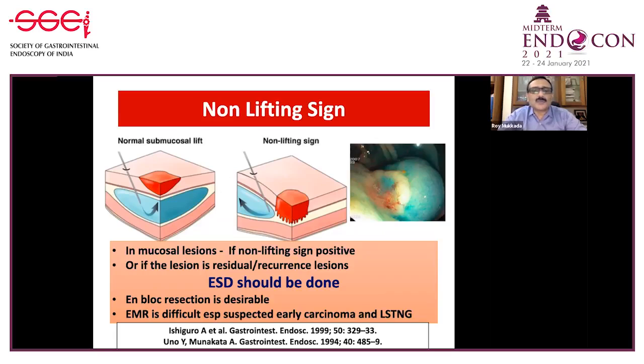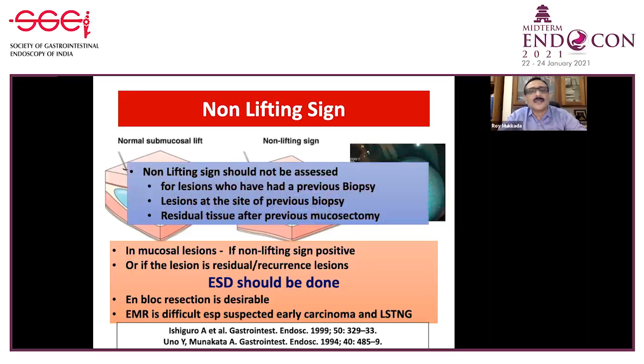In mucosal lesions, if the non-lifting sign is positive or if the lesion is a residual or recurrent lesion, ESD should be done, not EMR. En bloc resection is desirable and EMR is difficult, especially in suspected early carcinoma or laterally spreading tumor of the non-granular variety. But you must be careful that the non-lifting sign should not be assessed for lesions that have had a previous biopsy or lesions at the site of a previous biopsy, or residual tissue after previous mucosectomy.